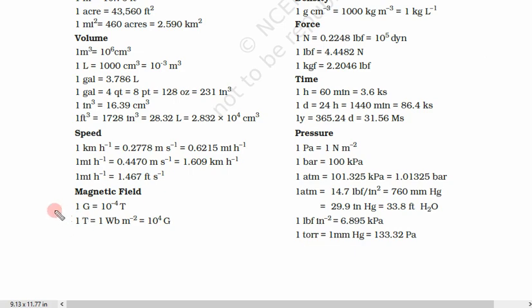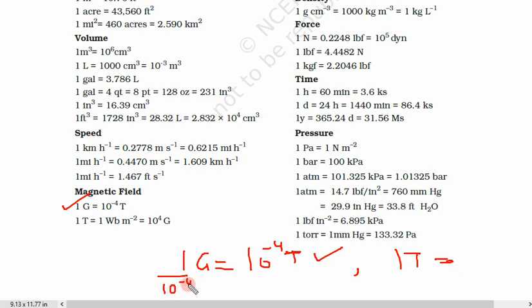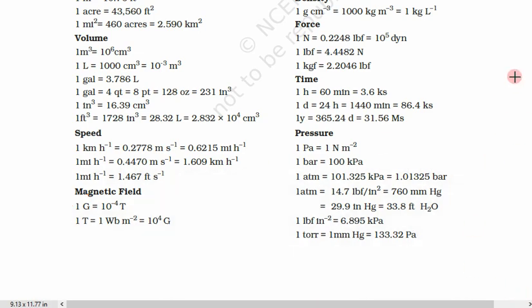Another important conversion is Gauss to Tesla. So 1 Gauss is equal to 10 to the power minus 4 Tesla. This is for magnetic field. This is also very important. Or we can say 1 Tesla is equal to 10 to the power 4 Gauss, since when it goes up, the power becomes 10 to the power 4. 1 Tesla is equal to 10 to the power 4 Gauss. So this is also an important conversion, for magnetic field.